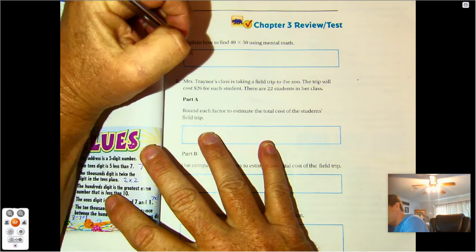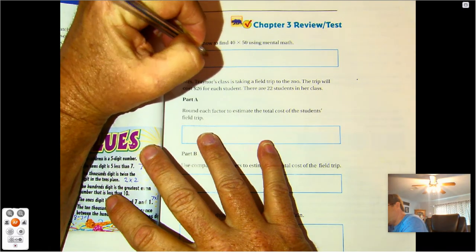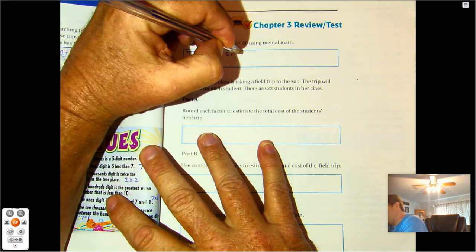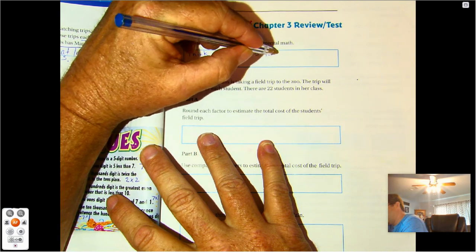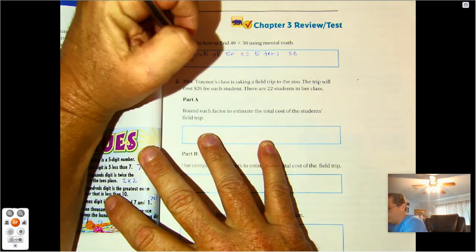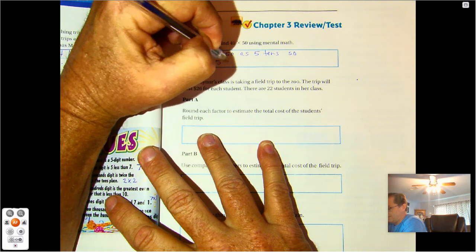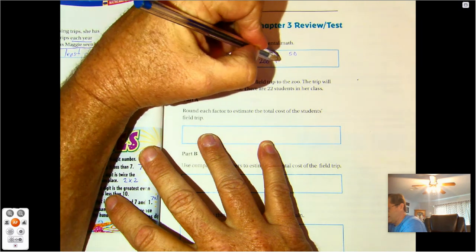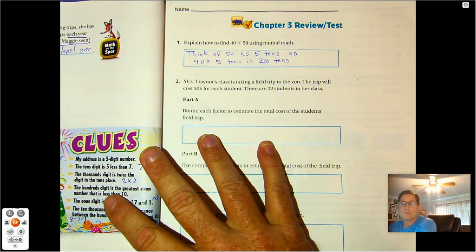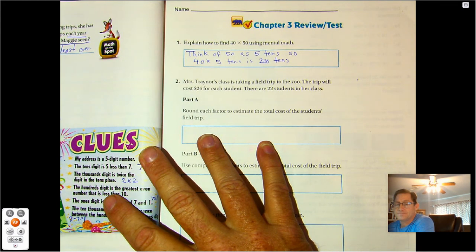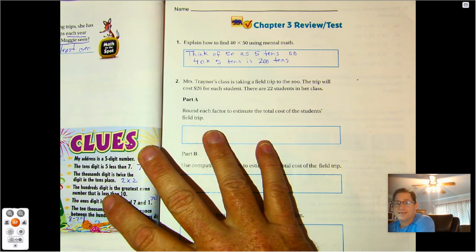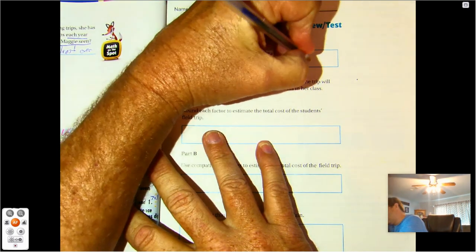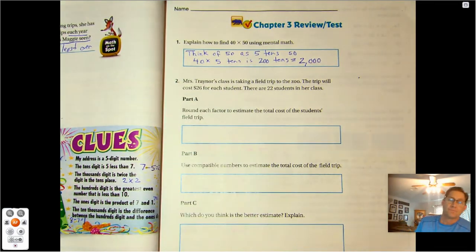Okay. Think of 50 as 5 tens. So 40 times 5 tens is 200 tens. Right? 5 times 4 is 20, plus the 0 from the 4 tens. So 200 tens, which is equal to 2,000. Number 2.